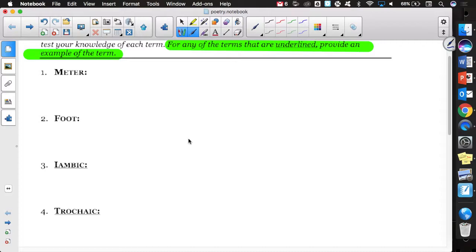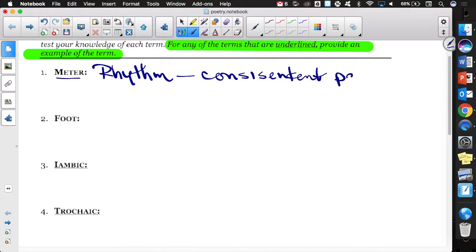Almost. All right, so when it comes to poetry, for meter and foot, and feet would end up being a term as well. Meter is basically the same thing as rhythm. So think of meter as a consistent pattern of stressed, which we'll get into, and unstressed.